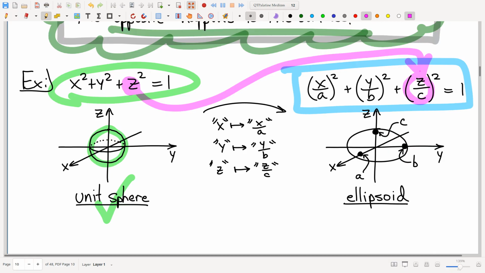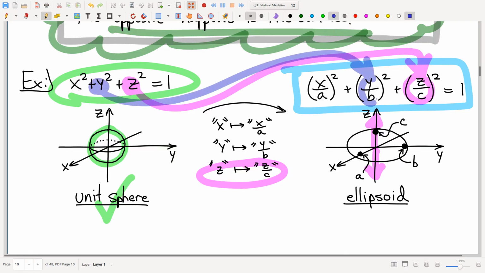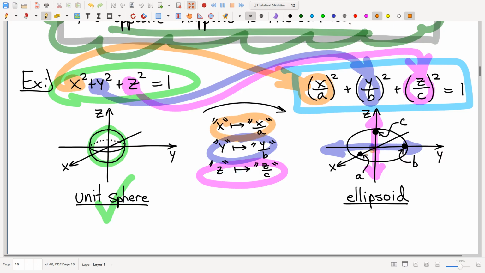And as a result, then, I claim the effective consequence of that little algebraic move is to stretch things by a factor of c in the z direction. And then, likewise, this fact that I replaced y with y over b, well, that stretches things in the y direction by a factor of b. And then likewise with the x's, I guess I'll go ahead and do this. So the x gets replaced with x over a, which stretches by the factor a in the x direction.